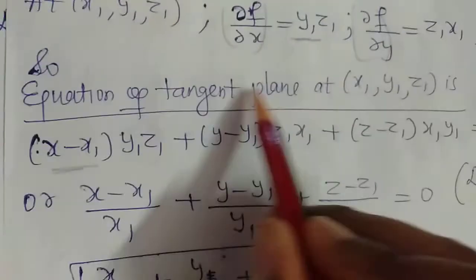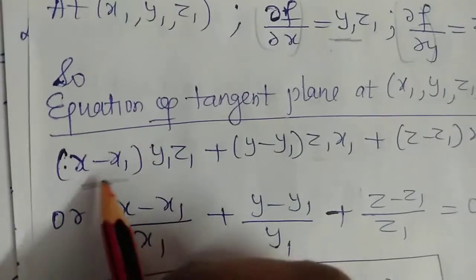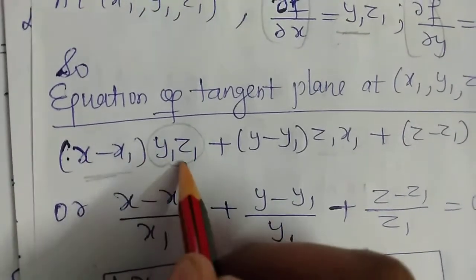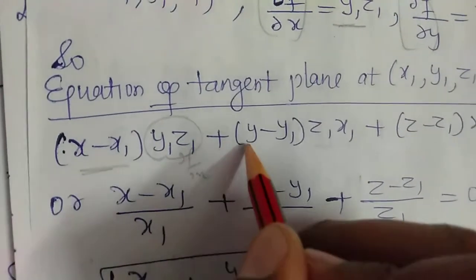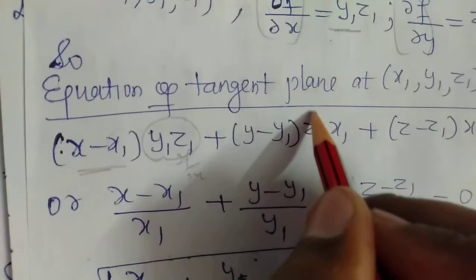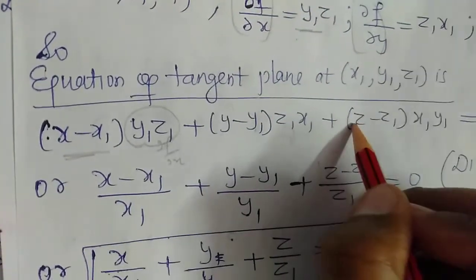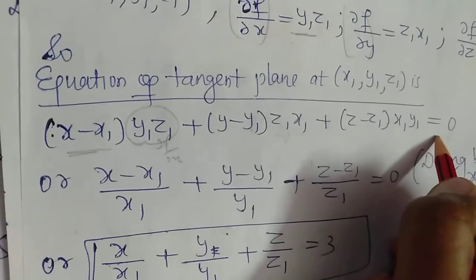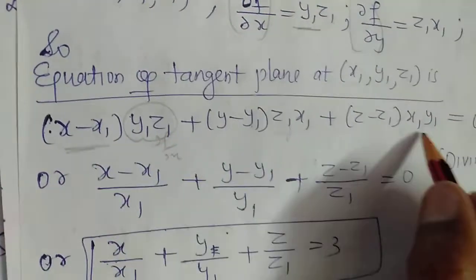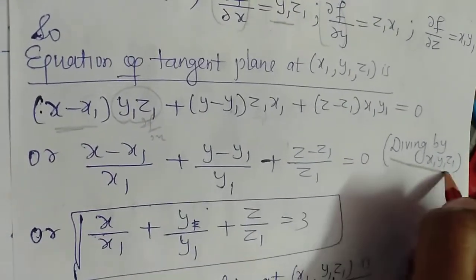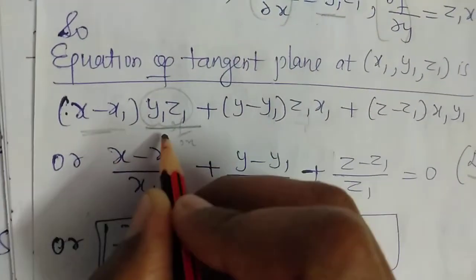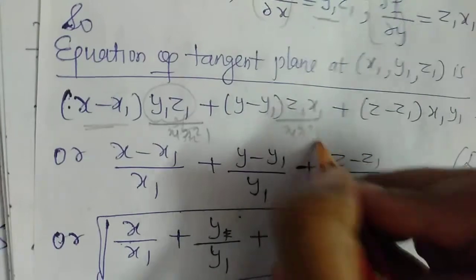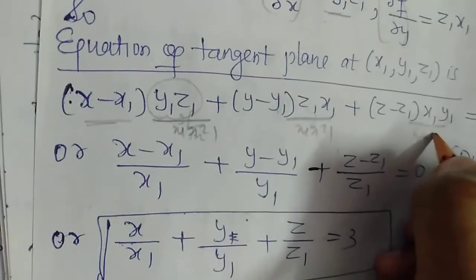Now what is the equation of the tangent plane? You have already studied: equation of a tangent plane is x minus the point into the partial derivative with respect to x, y minus the point into the partial derivative with respect to y, z minus the point into the partial derivative with respect to z. Divide this whole factor by x1 into y1 into z1. So here division will be with x1, y1, z1.